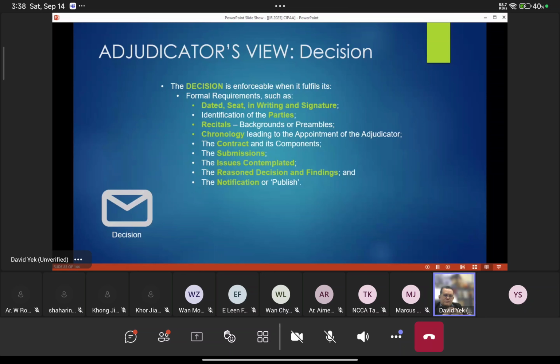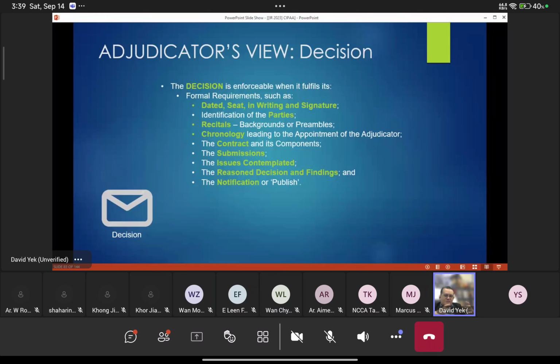And then there must be a section on the contract and its component. And then there must be a section on the submission. That means claimant submit this, respondent submit this, and then claimant reply this, all the submission. Then you have to raise the issues. That means the certain issues that the adjudicator wants to consider, usually in the form of a question. We always say the five W's and how, what, why, when, and how. This kind of thing. These are called issues. And then you have to put down the reason. That means you have to write the answer to the question that you ask yourself. Okay, so this answering has to come together with reasons and findings.